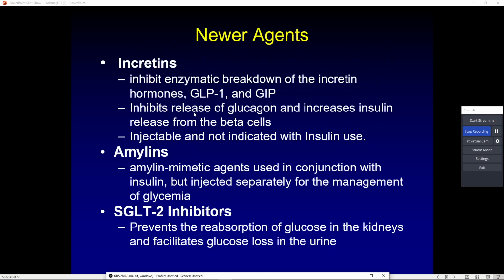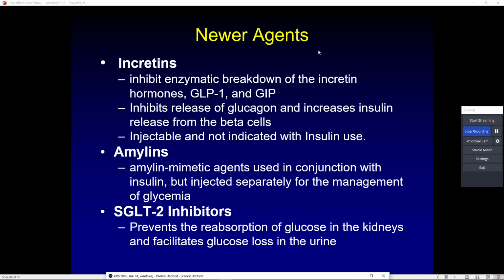Some of the newer agents that we see, GLP-1 and GIP agonists, okay, also known as incretins. We actually are blocking enzymatic breakdown of incretin hormones, GLP and GIP, or GLP, excuse me. Inhibits release of glucagon, increases insulin release from beta cells. It is only an injectable. These are not orals, and you cannot use incretins with insulin.